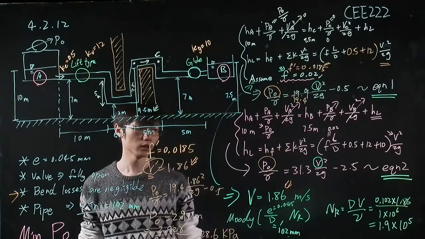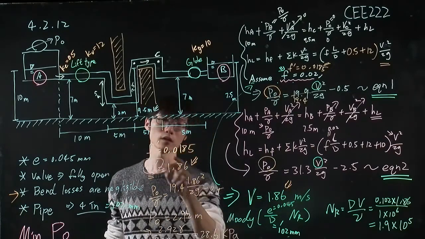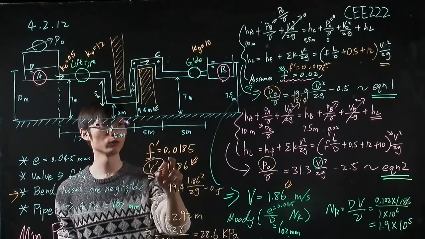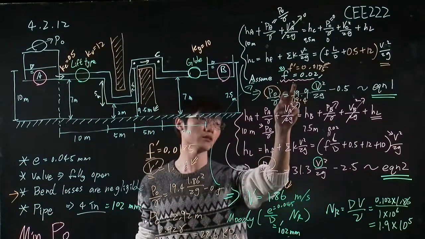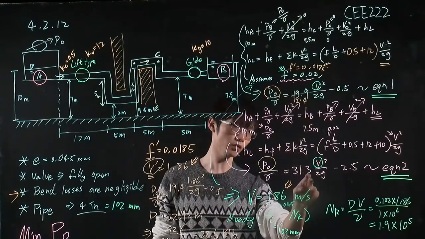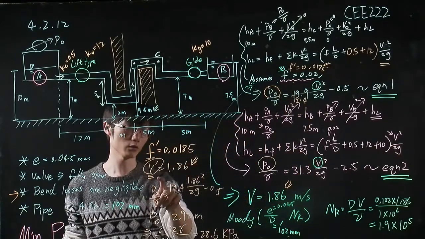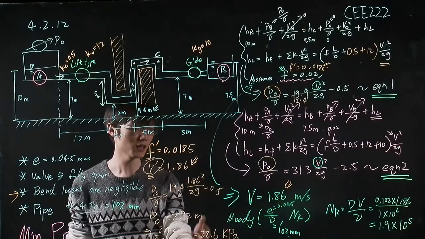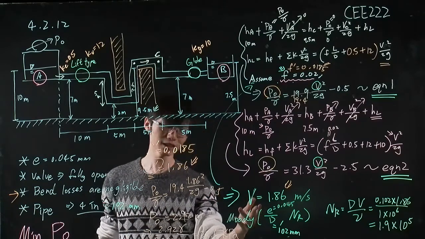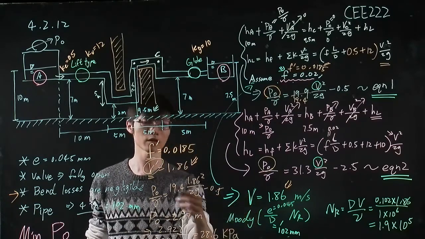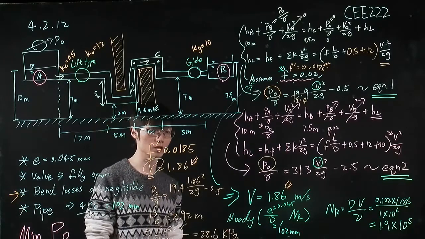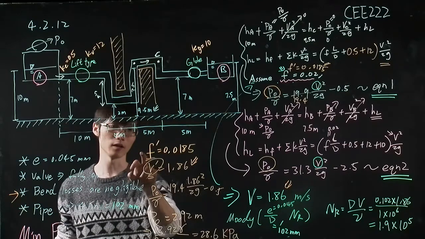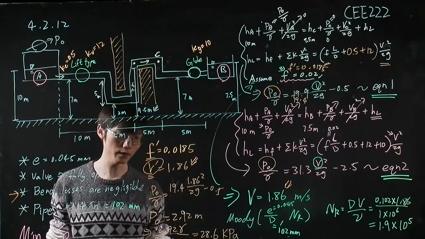And we found the new F is equal to 0.0185. Then we use this new F to plug into the equation and solve for the new V. And we found the new V is equal to 1.86, which is similar to our previous case. So we say that, okay, this is correct. We have verified our choice, our assumption about this F.